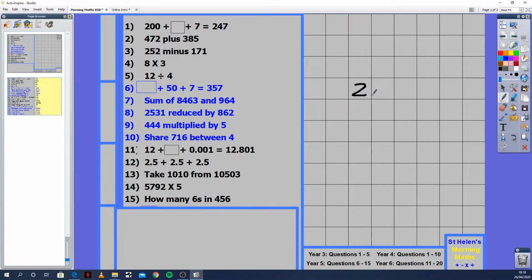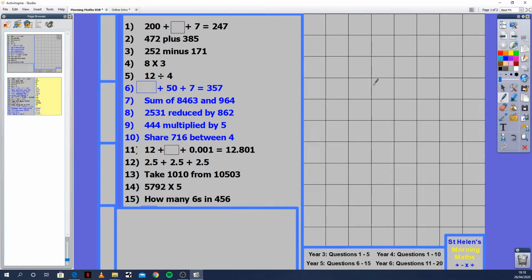Or you could do 2.5 multiplied by 3, because there's 3 of them. So you've got three 2.5s. That's what multiplication is, 3 groups of it. And go 5 times 3 is 15. 3 times 2 is 6 plus 1 is 7. Don't forget the decimal point, and you've got 7.5 over there. I'm expecting you to calculate it, but if you could do this in your head, that's not bad at all.